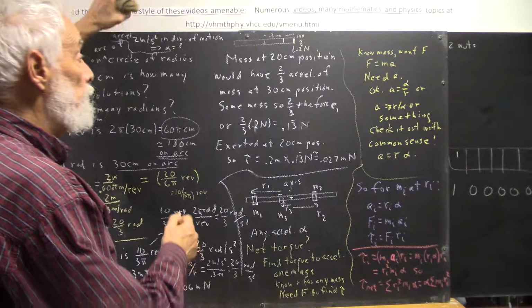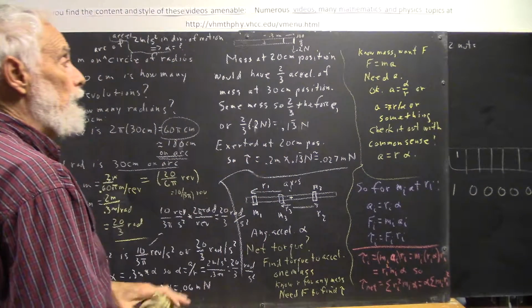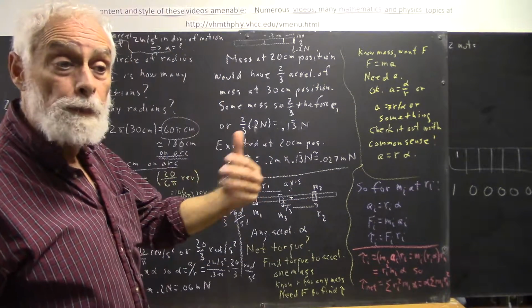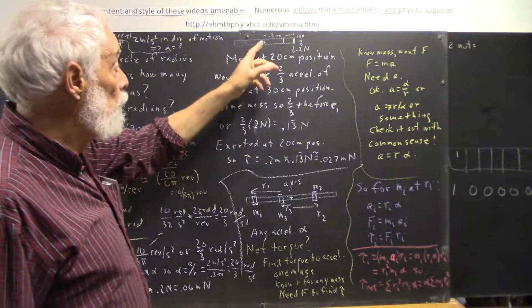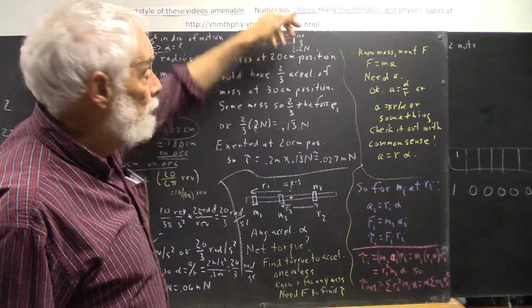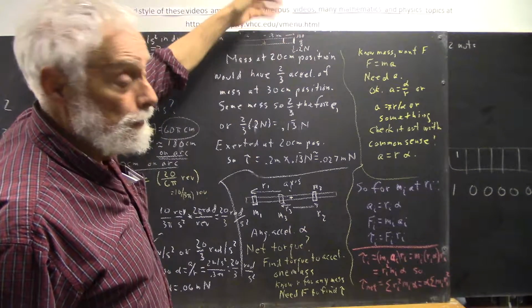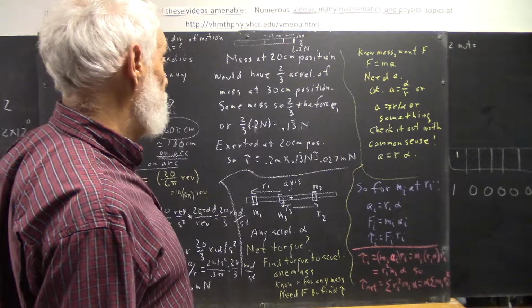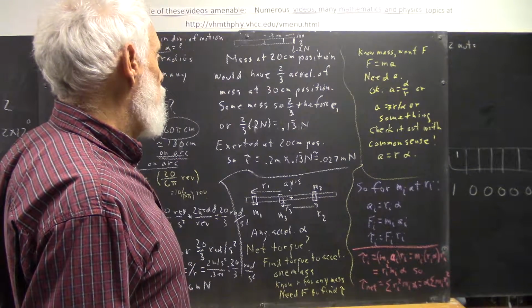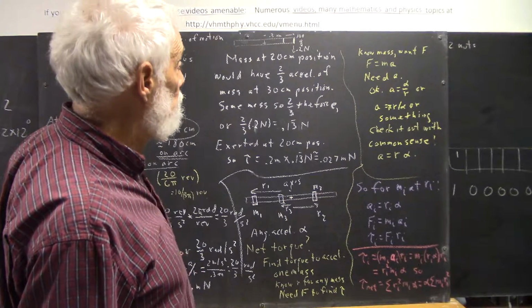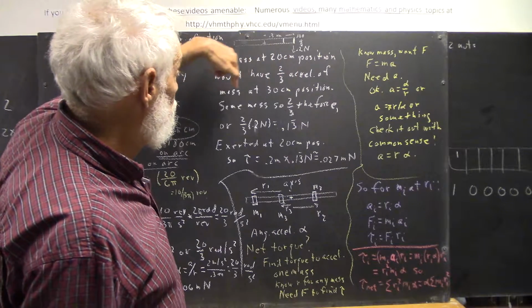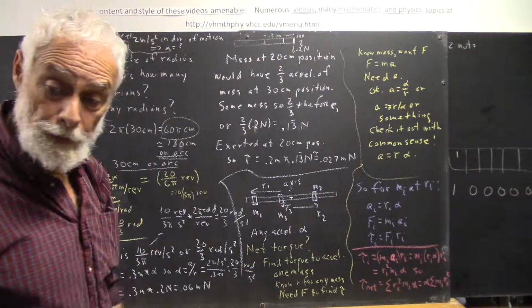Okay, so if this is at 0.2 meters, now it's no longer accelerating at 2 meters per second squared, because it's closer to the axis. It's not moving as fast. It doesn't have as much acceleration. We can conclude that its acceleration is going to be 2/3 that of the mass at the 30 centimeter position.